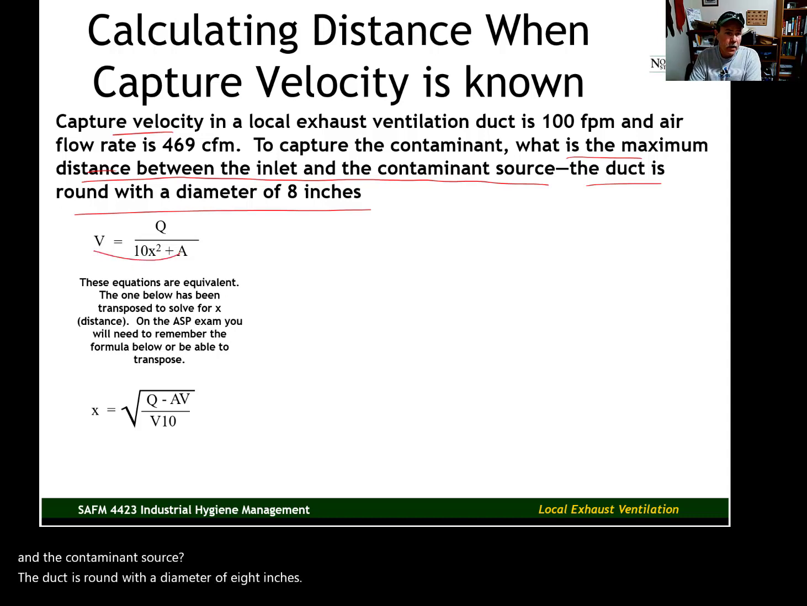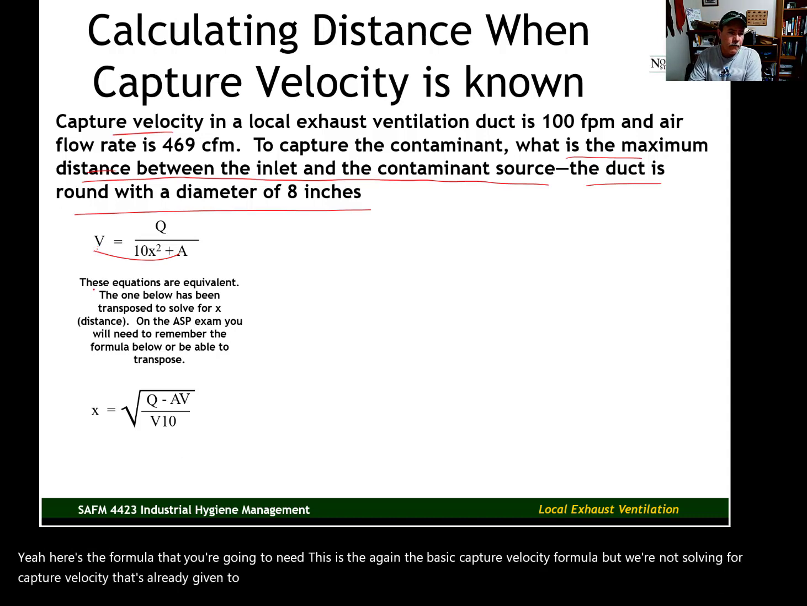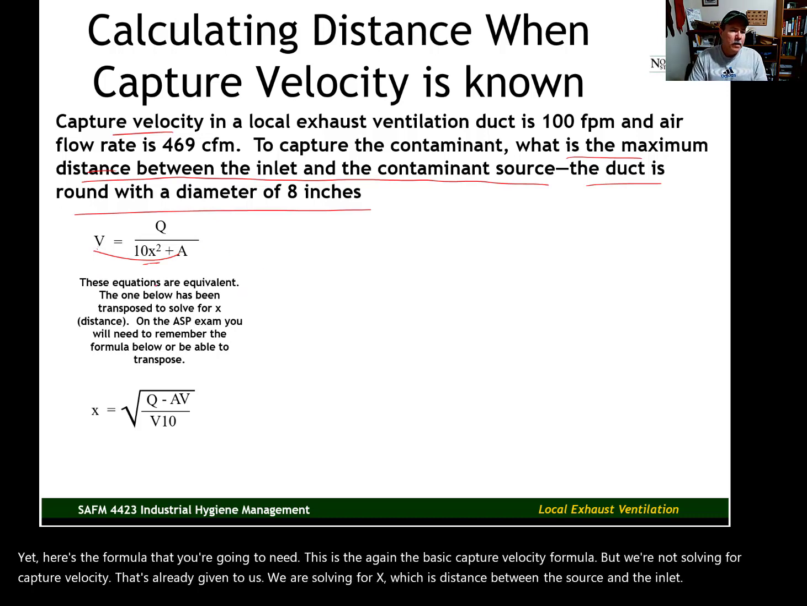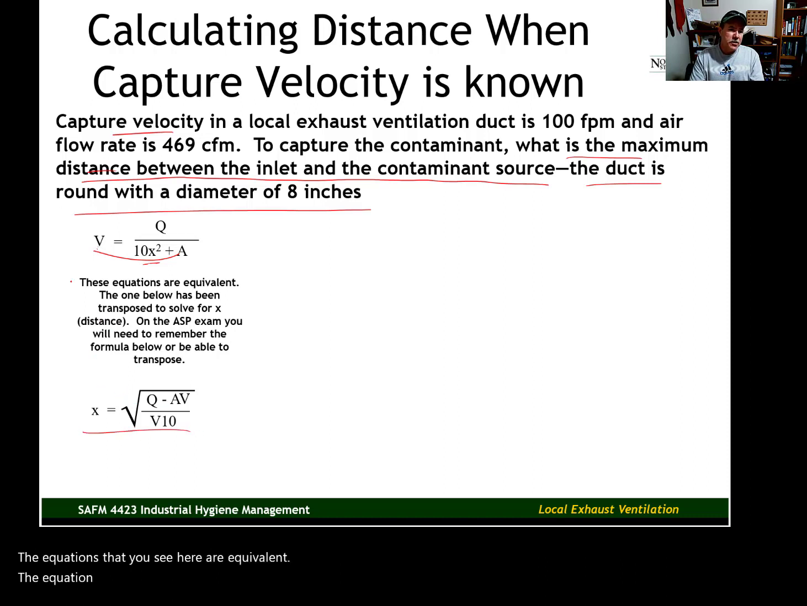And here's the formula that you're going to need. This is the basic capture velocity formula, but we're not solving for capture velocity. That's already given to us. We are solving for x, which is the distance between the source and the inlet. The equations that you see here are equivalent. The equation below is a transposition of the original equation set up to solve for x.